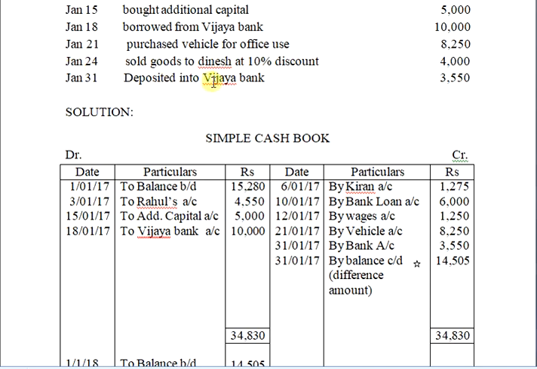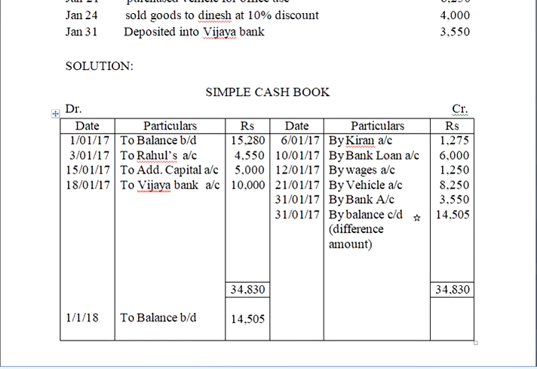Jan 31st, deposited into Vijaya Bank, 3,550. When we deposit into the bank, when we pay into the bank, what happens? Our cash balance reduces, so it should be taken under the credit side. So 31/1/2017, by bank account. How much do we need to consider? 3,550. Now make the total on both sides.